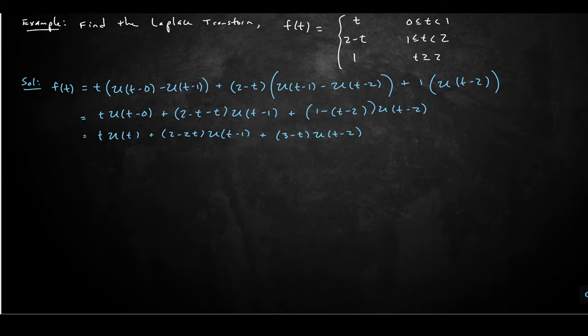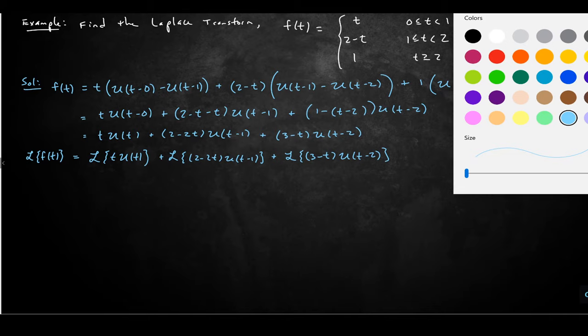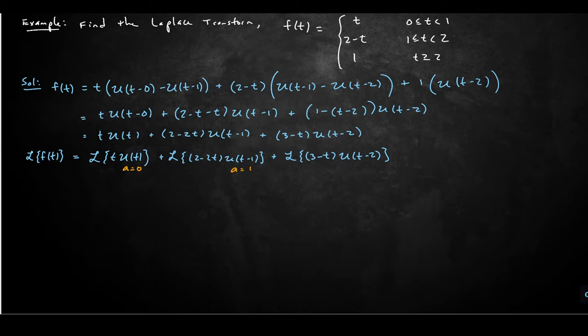So now we need to take the Laplace transform. So Laplace transform of f of t means take Laplace of t times u of t, plus Laplace of 2 minus 2t times u of t minus 1, plus Laplace of 3 minus t times u of t minus 2. Well, the first one, a is equal to 0. So again, here a is equal to 0. Here a is equal to 1. And here a is equal to 2.